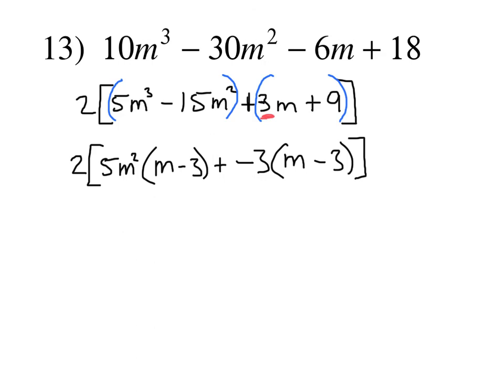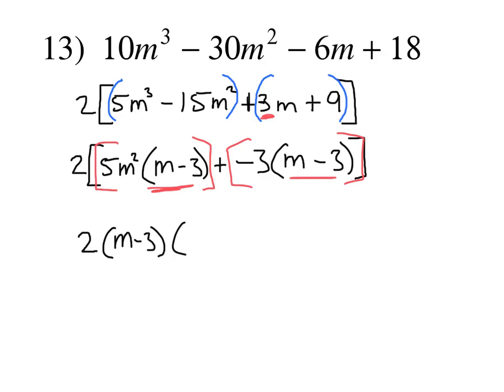I want to look at the 2 large groups. Looking at those 2 large groups, just like we did before, they have a common factor of m minus 3. So I bring that out in front. Again, that 2 is still coming along for the ride, but now it's 2 times m minus 3 times what's left over, which is 5m squared minus 3. That then gives us our final answer.